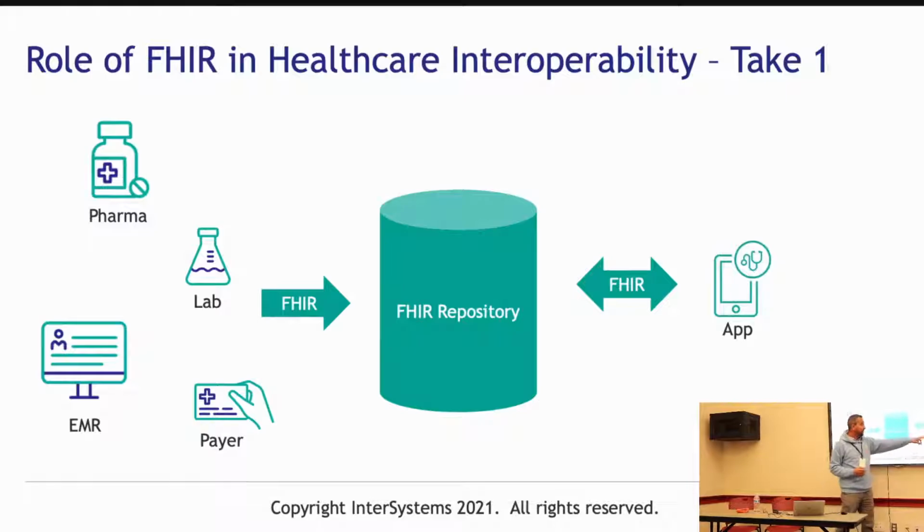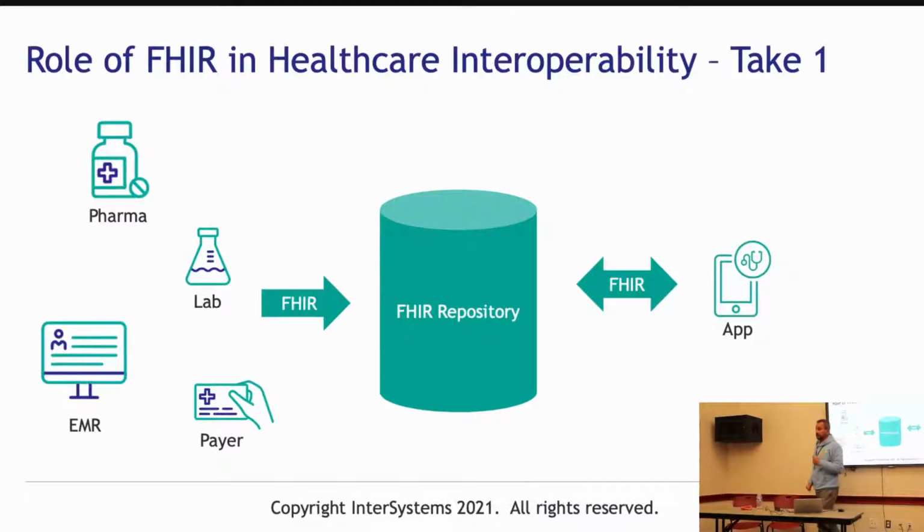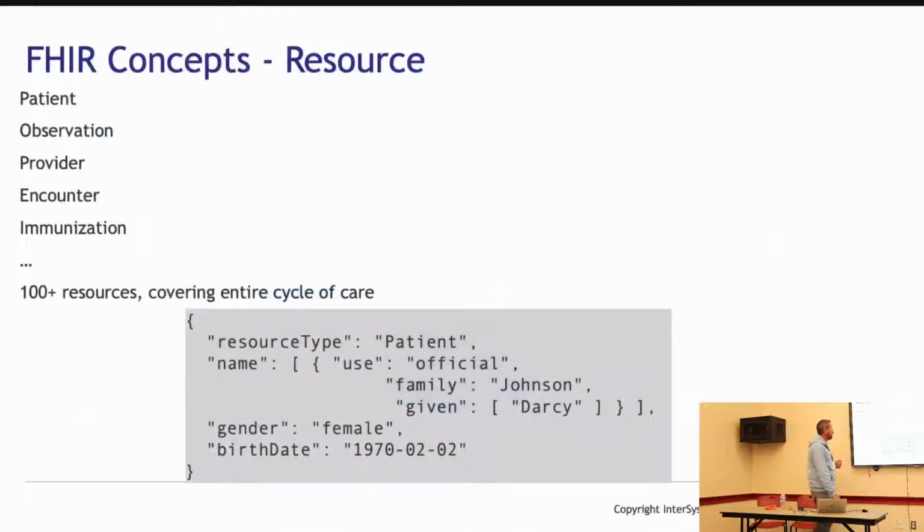And then on the other end, you have an application that can consume data and that can interact with the same repository through the REST API. Right? But let's dig a little bit deeper into what FHIR is. We know it's REST. So REST is most likely JSON. And you are absolutely right.